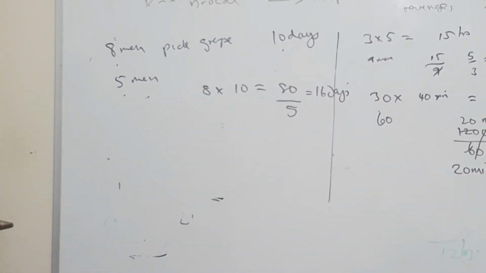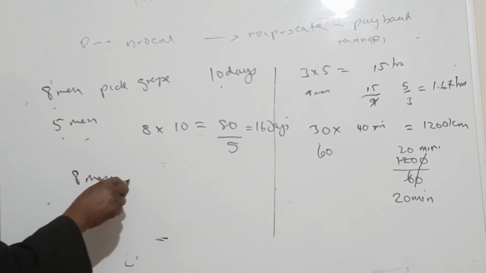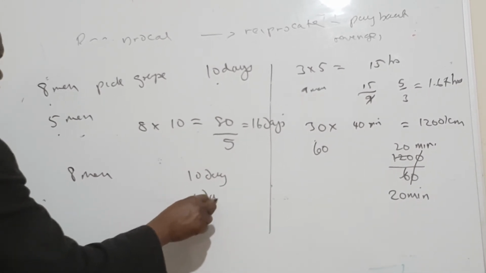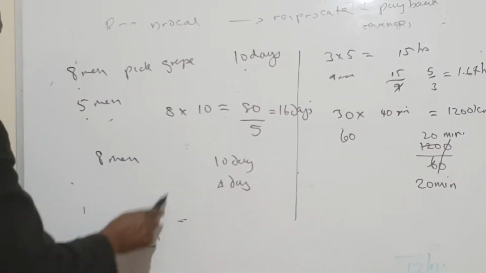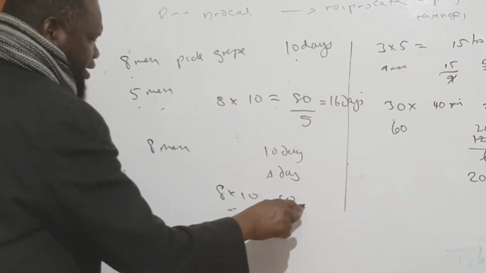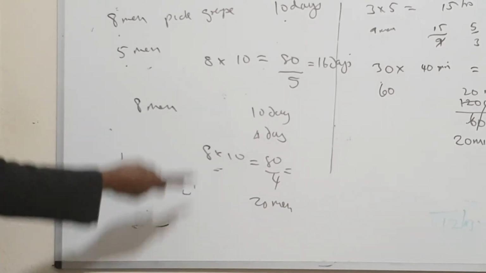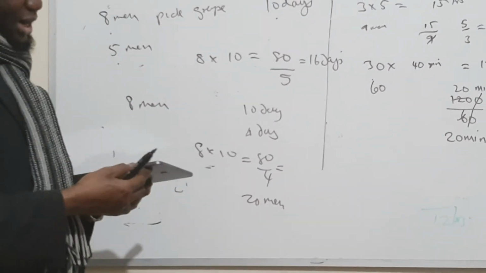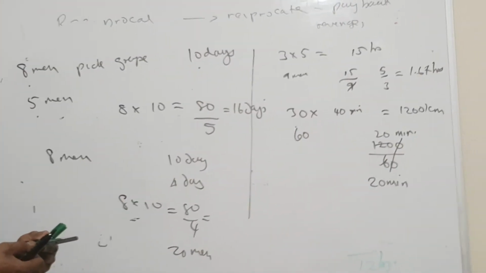How many people are needed to pick them in 4 days? Same thing. 8 men, 10 days. 4 days, how many men? Let's say 8 times 10, which is 80, divided by 4, which is 20 men need to work. To finish the vine in 4 days, you need 20 men. Okay? I think we have done enough examples. If you still don't understand, let me know.